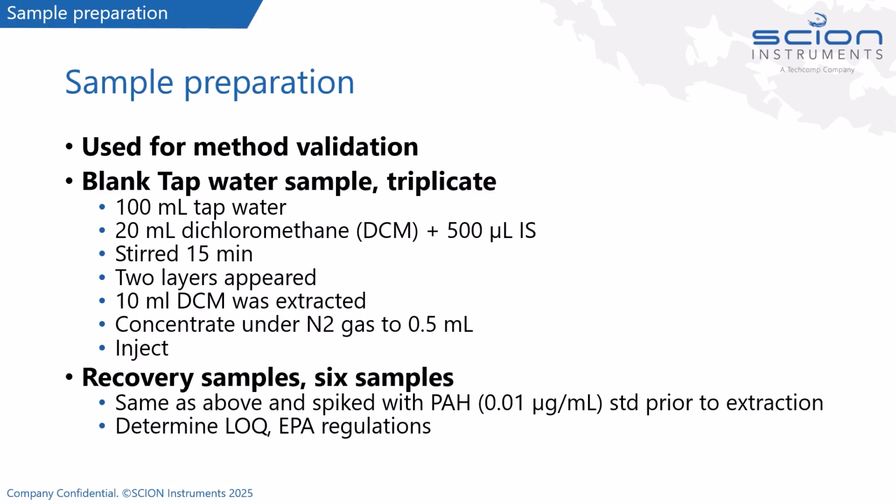And for the recovery samples, 6 samples were prepared. This was done with the same sample preparation as the blank water samples. The only thing that changed was that instead of 20 ml of dichloromethane, 19 ml of dichloromethane was added to the water, plus 1 ml of the PAH standard. The rest of the sample preparation was the same, and a sample was also injected into the GC. This was done to determine the LOQ that was required for the EPA regulations.